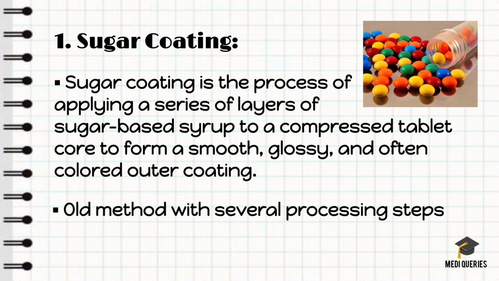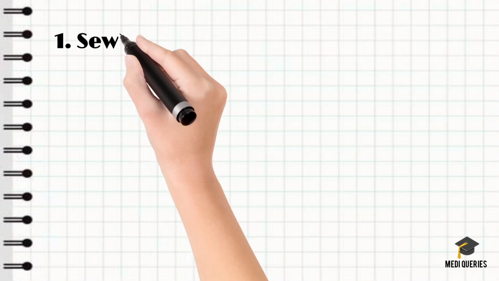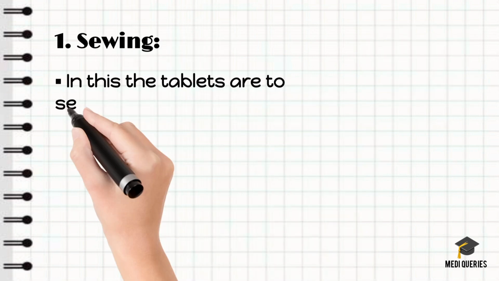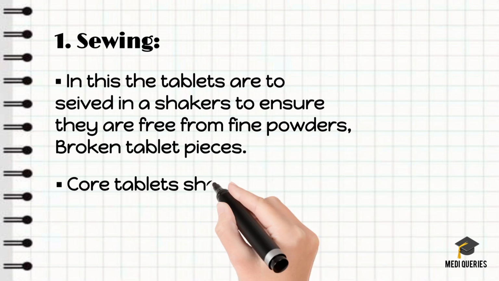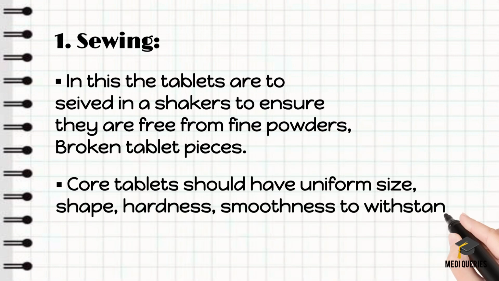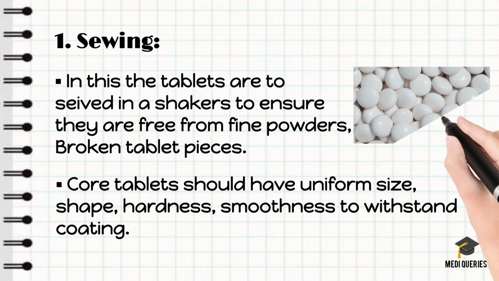So the various stages in the sugar coating process are: the first step is sieving, second sealing, third subcoating, syruping, coating, and finishing and polishing. So these six are the steps which need to be followed to coat the tablet in a sugar coating manner. Okay, so the first step is the sieving.